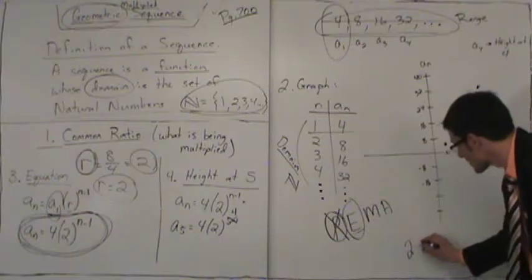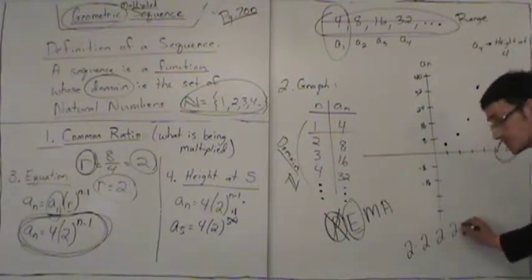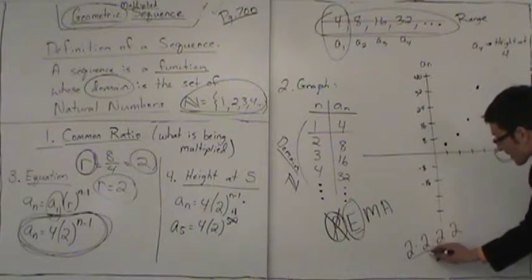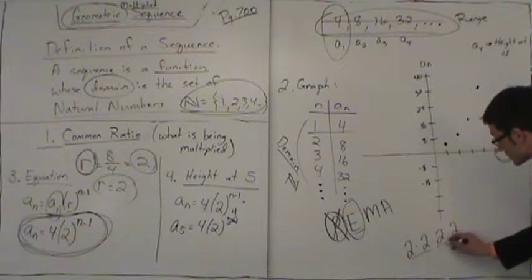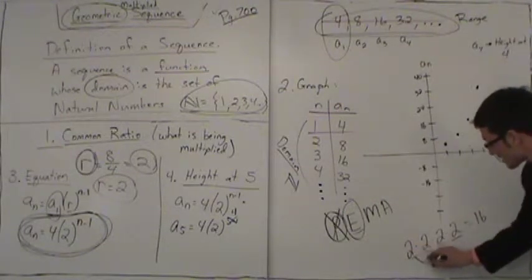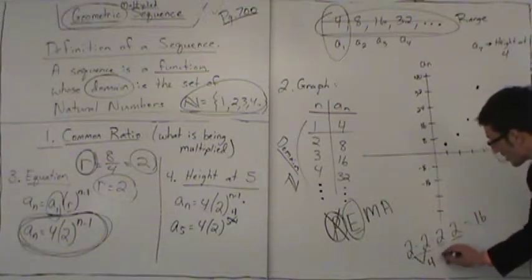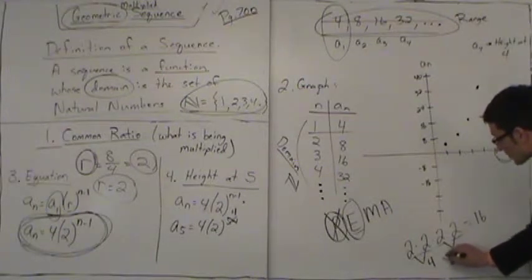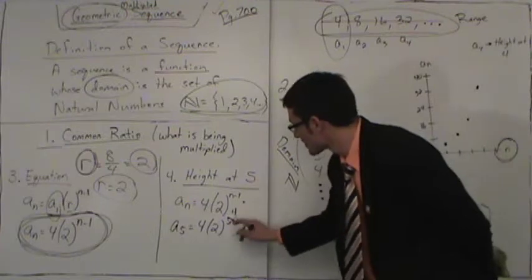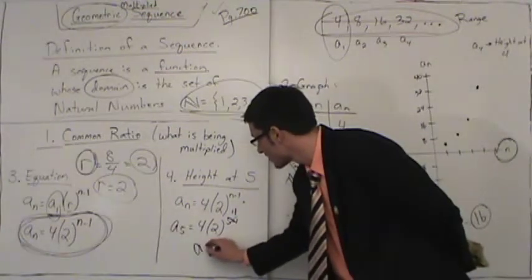2 to the 4th power means 2 times 2 times 2 times 2. 2 times 2 is 4. Times another 2 is 8. Times another 2 is 16. Another way to do this: multiply 2 times 2 and get 4, multiply 2 times 2 and get 4, now multiply your 4's together. 4 times 4 is 16. So 2 to the 4th power is 16.